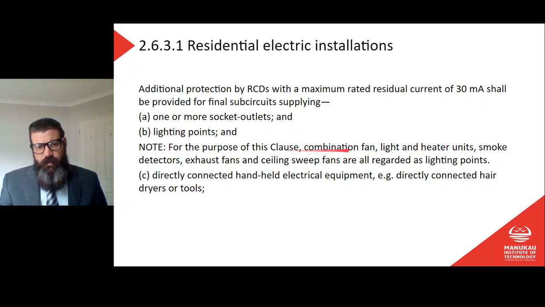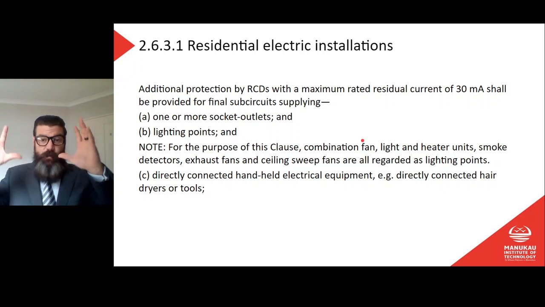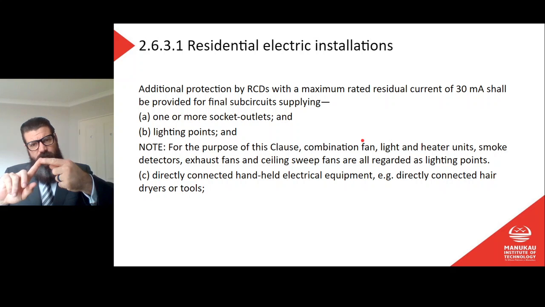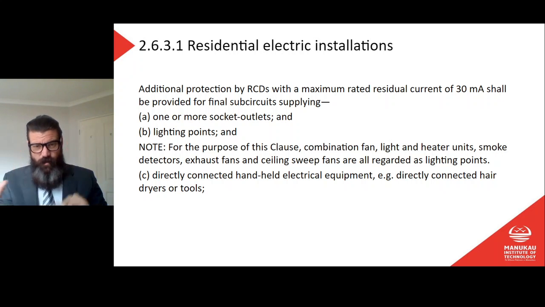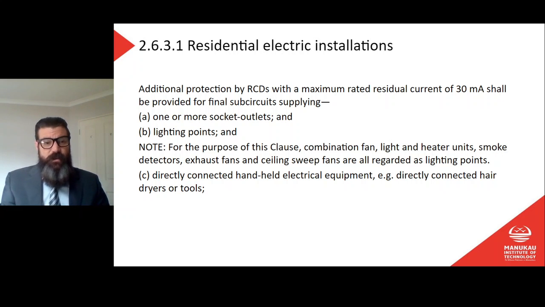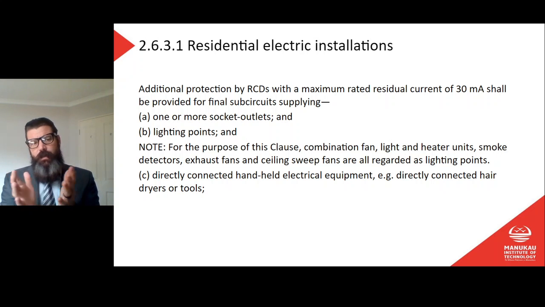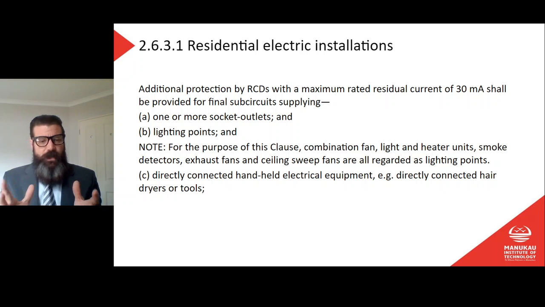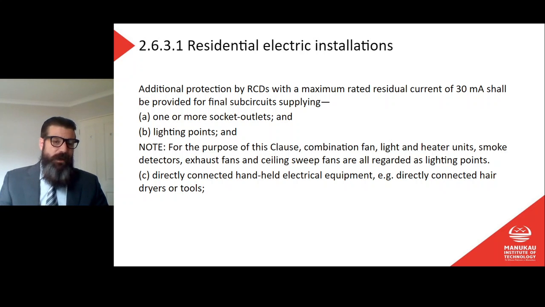As I said, for the purpose of this clause, a combination fan, light and heater unit, that's what you see in your bathroom, right? It's got the 3 switches, it's got the heat bulbs, it's got a light bulb, and it's got a little extractor fan in it. Those combination units, they count as lights. Smoke detectors, particularly off a hardwired security alarm. You can often have smoke detectors that are hardwired to 230 volts. They count as lighting points for the purposes of this. Does it mean they're lights? No, it doesn't. What it means is you must use an RCD. They must be protected by an RCD.